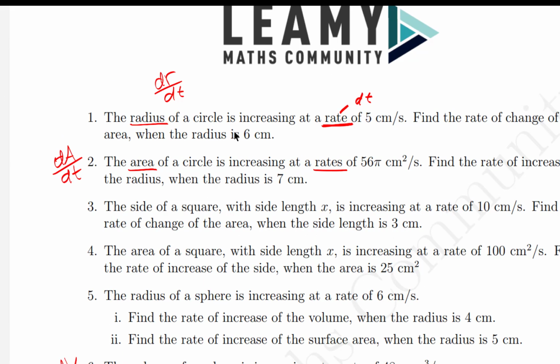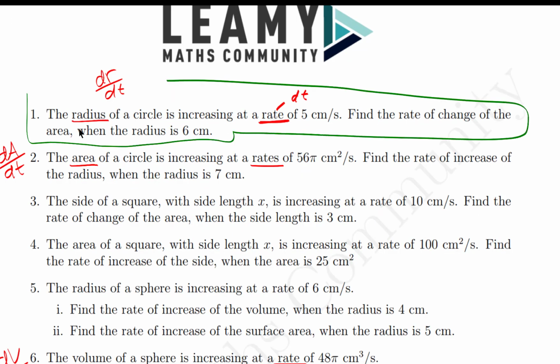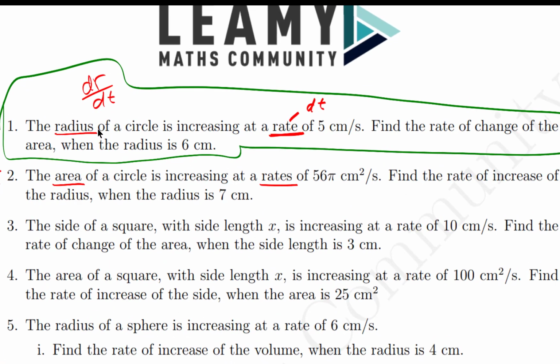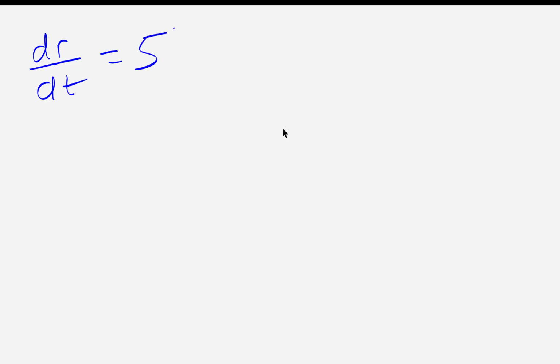The best way to explain this is with an example. So let's read question 1 here. The radius of a circle is increasing at a rate of 5 centimeters per second. Find the rate of change of the area when the radius is 6 centimeters. So the radius is changing at a rate, that's what we were told. Going back to that first sentence, the radius changing at a rate is dr/dt, and it's 5 centimeters per second. So dr/dt equals 5.